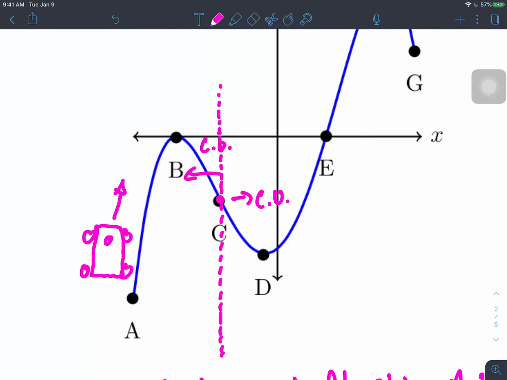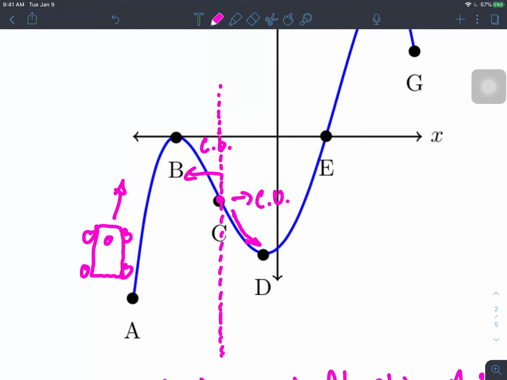I'd be turning to the right, right? And then at C would be the moment that my steering wheel was perfectly straight, okay? And then which way am I turning my steering wheel after I pass C, when I'm going here? I'm turning to the left now. Okay, so concavity is like, which way is the car turning?